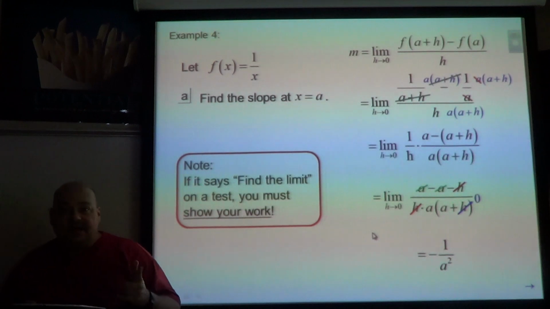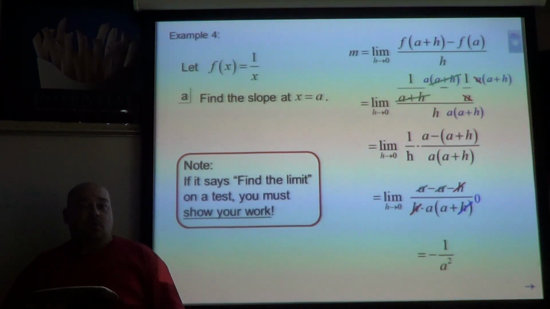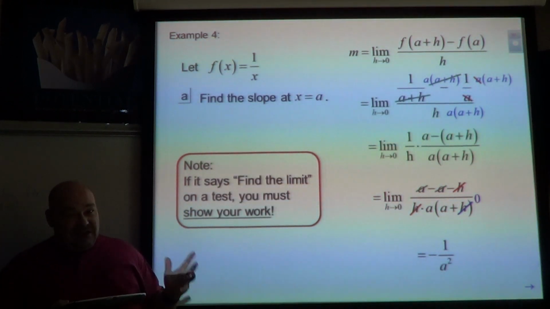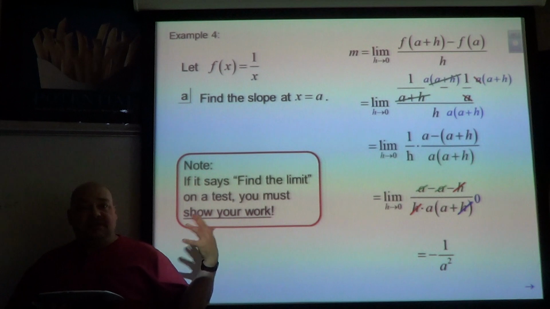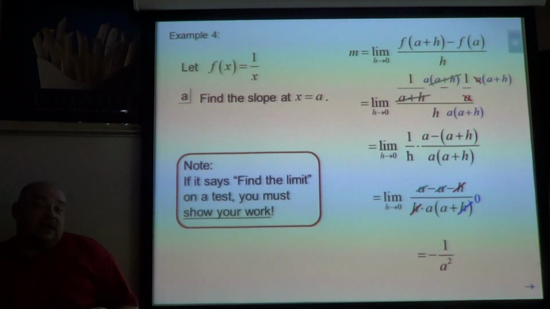Now, if it says find the limit on the test, you have to show your work. In other words, you're going to have to simplify down and all that stuff. You can't just say, oh, well, the limit is such and such. Even if you can see it or you know what it is ahead of time, you've got to show the work on how you get there.